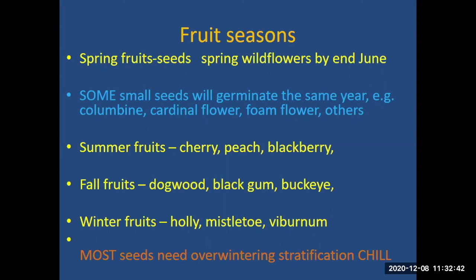Then you've got your winter fruits that last into the winter. You can collect those anytime. Hollies, mistletoe, viburnums. There's about 20 species of things that are wintertime. And then keep in mind, I'll keep reminding you, most of our native seeds need overwintering stratification. They need a chilling period, a cold period, 40 days at 40 degrees before they'll germinate.